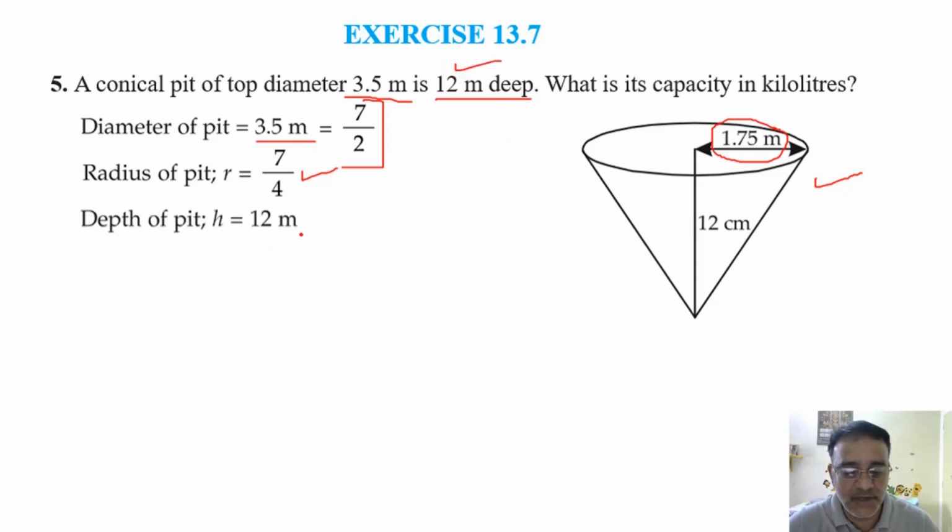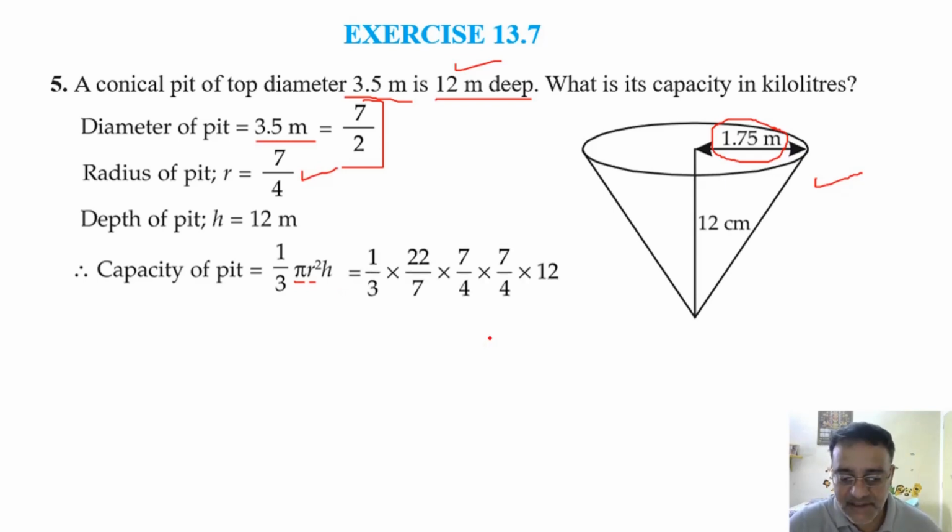So h is equals to 12 meter. Now what is the capacity of the pit? Formula. 1 by 3 pi r square h. Very good. 1 upon 3 pi r square h. Now we'll substitute the value of pi 22 by 7, r 7 by 4 and h is 12. Okay, now we'll try to simplify. ध्यान से देखो, 7 is cancel and 3 into 4 is 12. So we can cancel 12 with 3 and 4. So we'll have only 22 into 7 by 4.